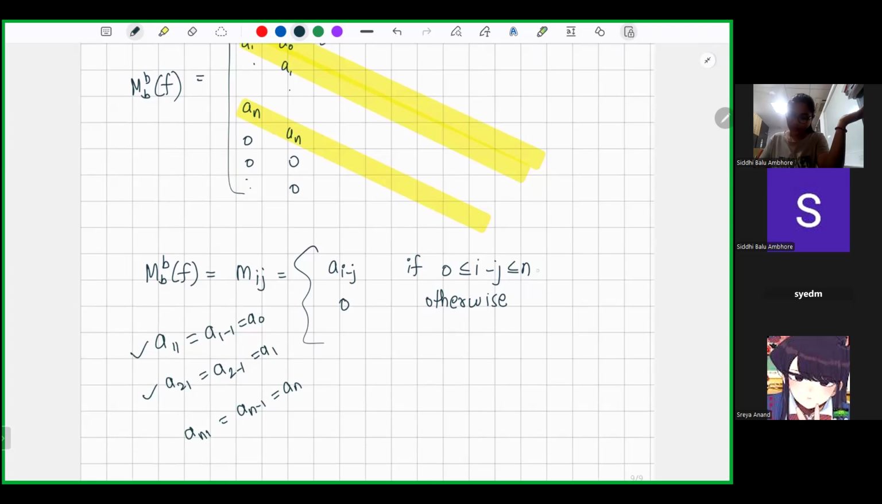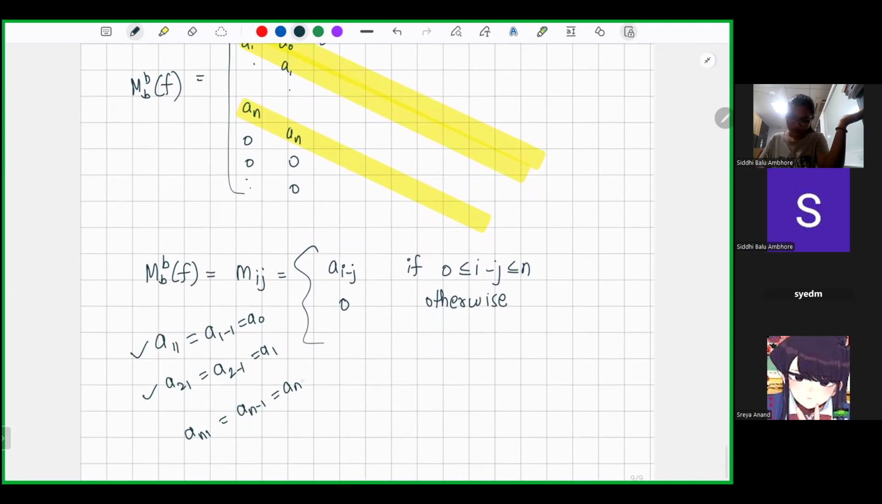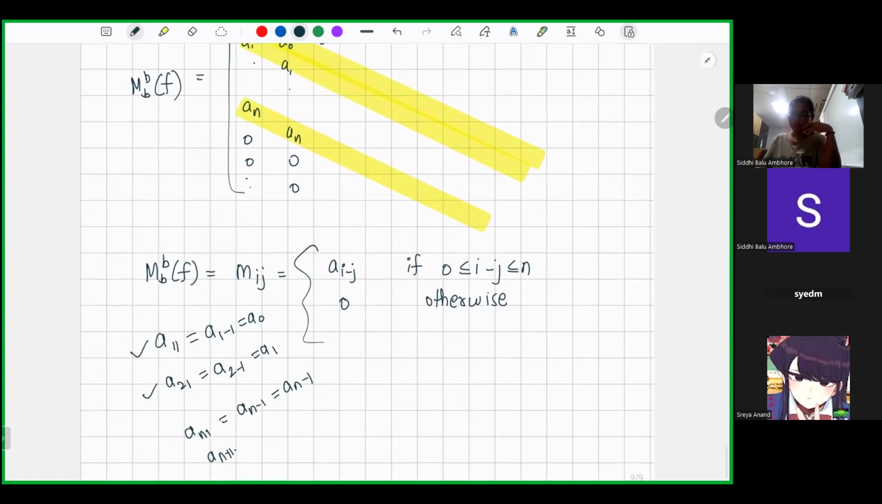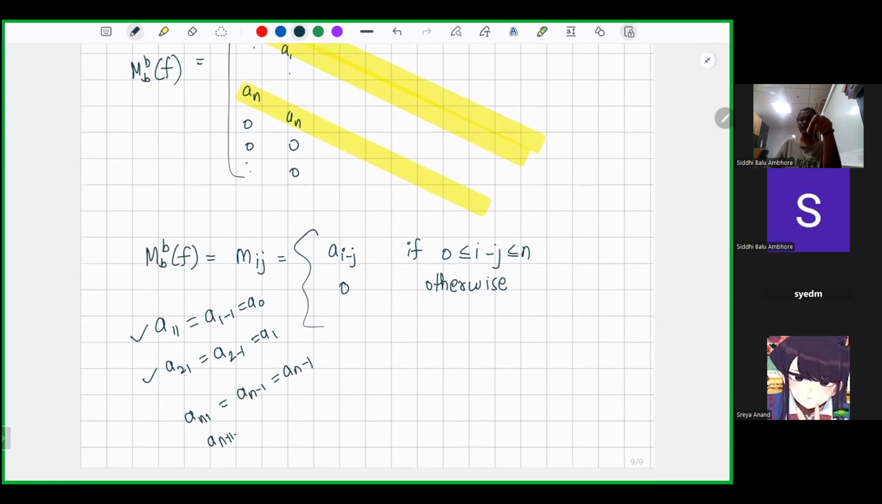Or maybe we have to add plus 1 here. Or no, let us check. This becomes a_{n+1}. Yeah, we have to go till n plus 1. Oh, but now no, they are not saying that. Okay, this is correct.